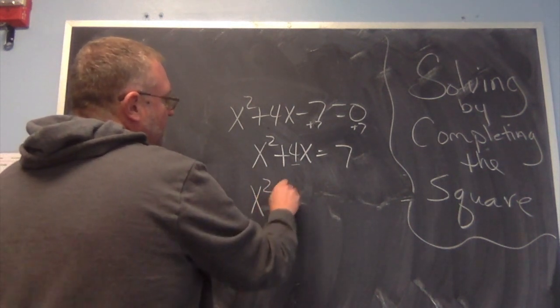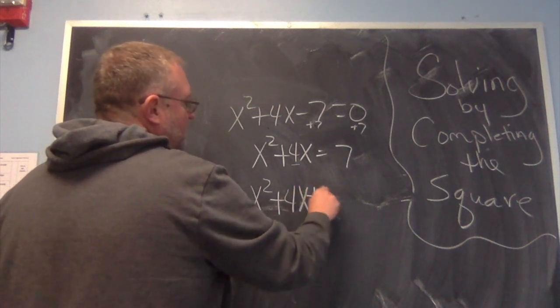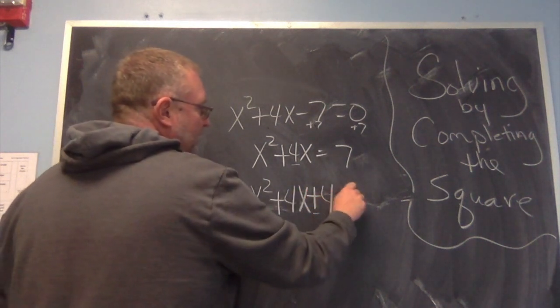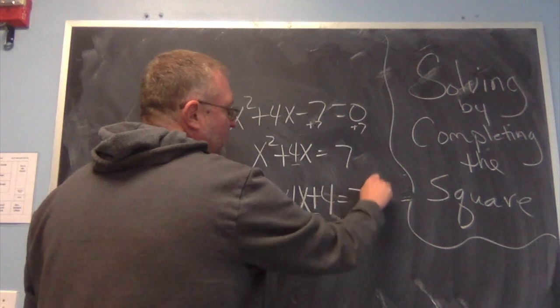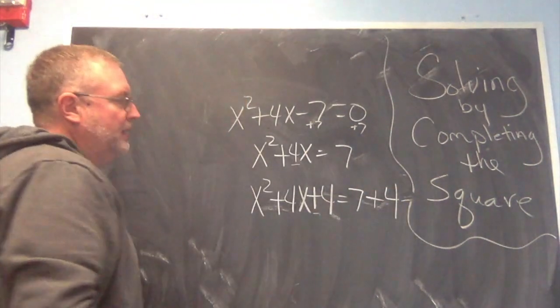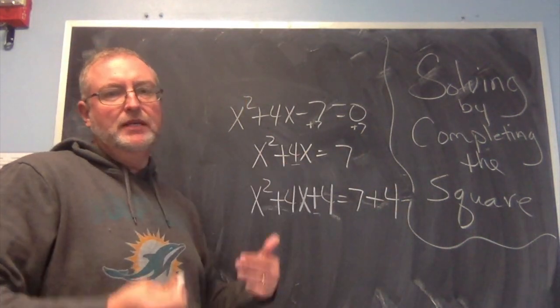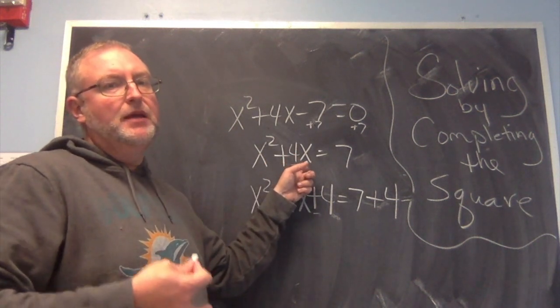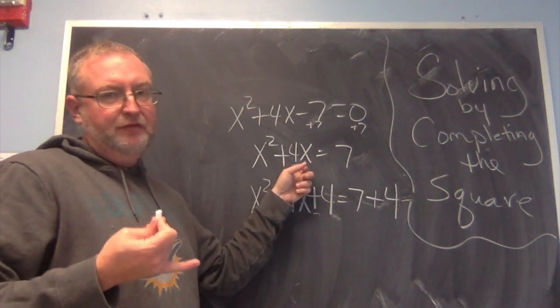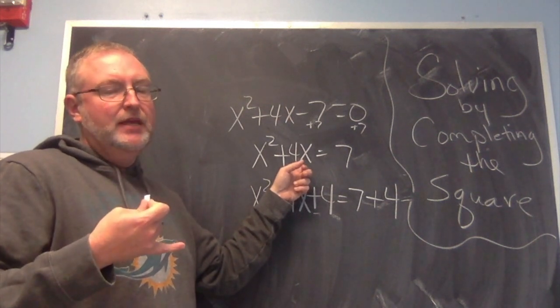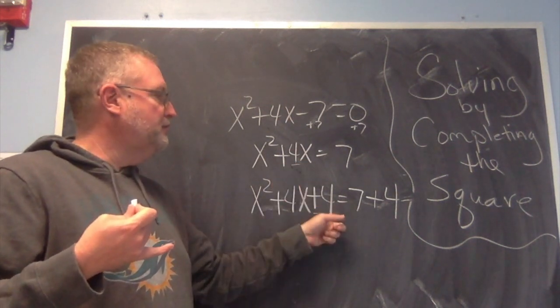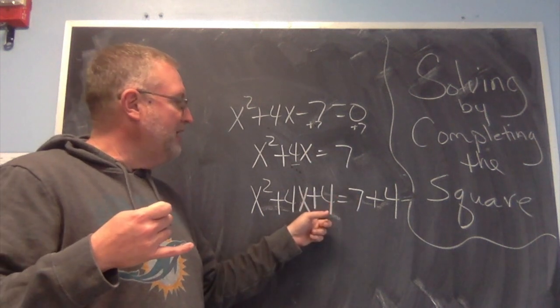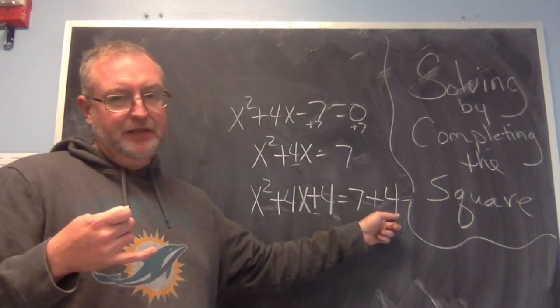So x squared plus 4x plus 4. But whatever I added there, I need to add over here. All right? So again, this step is what we did last week. I multiplied the numerical coefficient of the middle term by a half. Half of 4 is 2. And then I squared it. 2 times 2 is 4. But whatever I added here, I had to add over here.